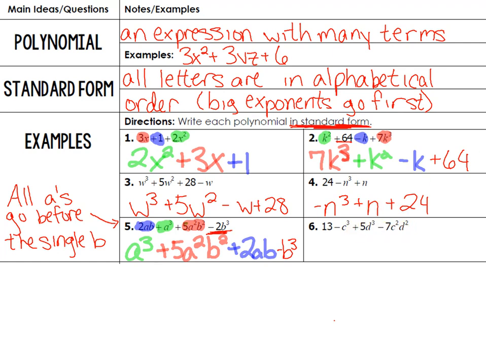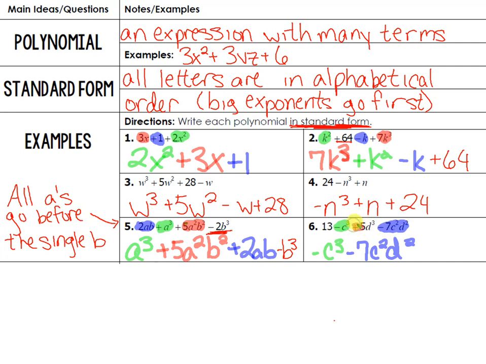Same thing for number 6. We're going to do the c's first because c comes before d in the alphabet. I have c cubed, c squared. So c cubed is going to be my biggest c, specifically negative c cubed. My brain is not working today. Let's try that again. Negative c cubed. And then I'm looking for the next biggest c, which is going to be c squared, c to the second. So negative 7c squared d squared. That wraps up all of my c's.